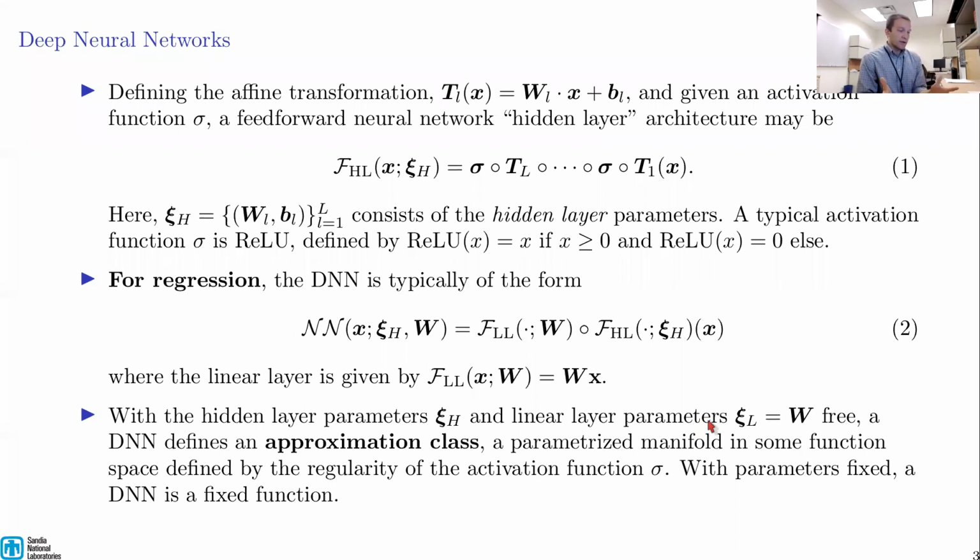So with those parameters, the deep neural network is an approximation class. Not necessarily a space because of nonlinearity, but I call it an approximation class. It's some parametrized manifold in some function space. The function space will depend on the regularity of your activation function sigma. So if sigma is a ReLU, then your deep neural network with those parameters free parameterizes a manifold of functions inside of all continuous piecewise linear functions. And if sigma is smooth, then it's some manifold inside the space of all smooth functions, or your favorite Sobolev space.